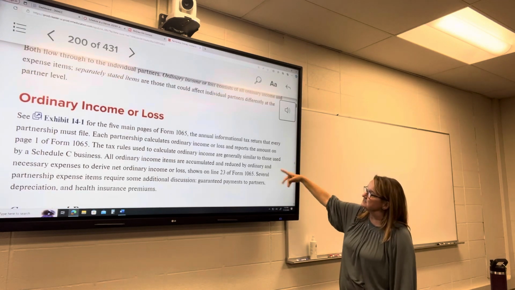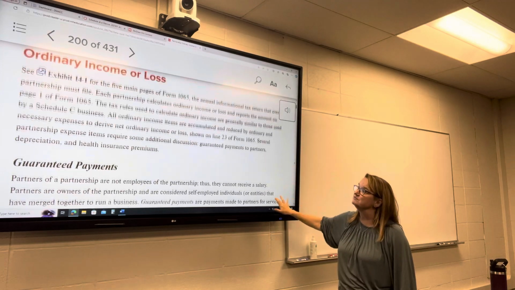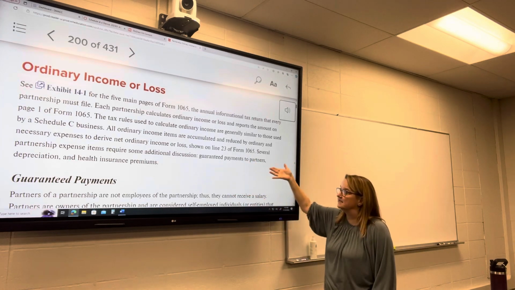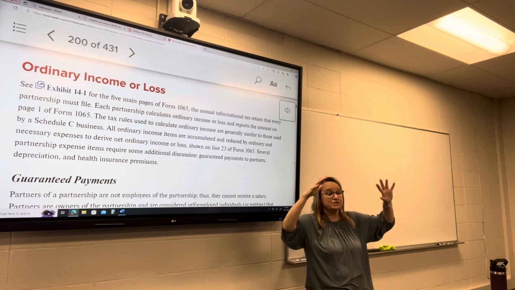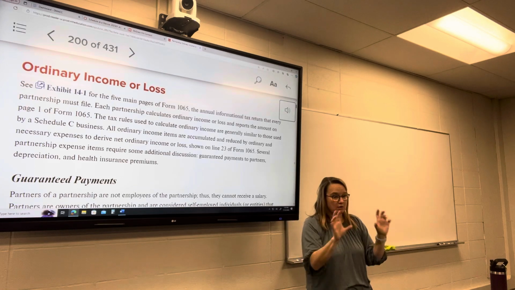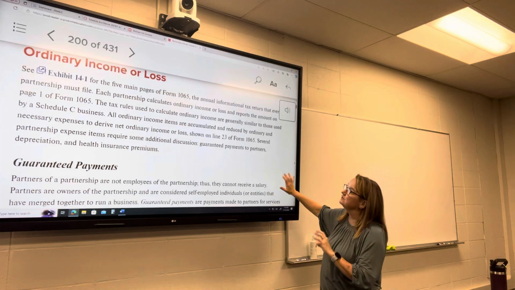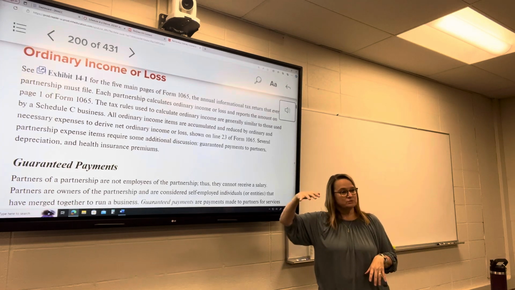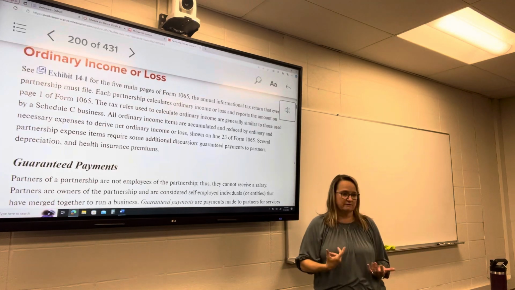But so the partnership calculates ordinary income and loss, and reports the amount on page 1 of the 1065. Again, this is similar to how a Schedule C would also report all of that income and expense. The depreciation methods are the same. The tax rules are all the same, right? A business is a business. It's just how it's all reported and kind of where it goes. All of the tax rules that we talked about with regard to Schedule C businesses, same sort of rules apply. So same depreciation methods, same class lives, asset lives, all of that stuff is all the same.